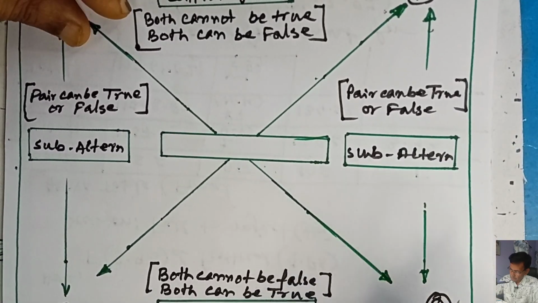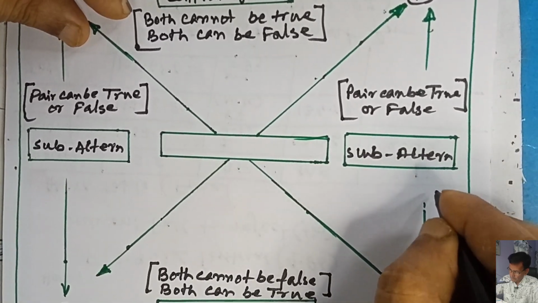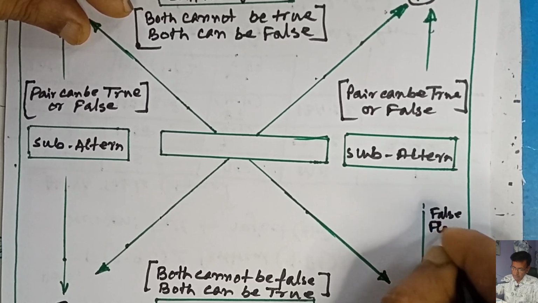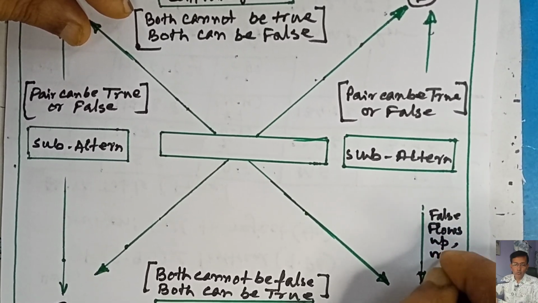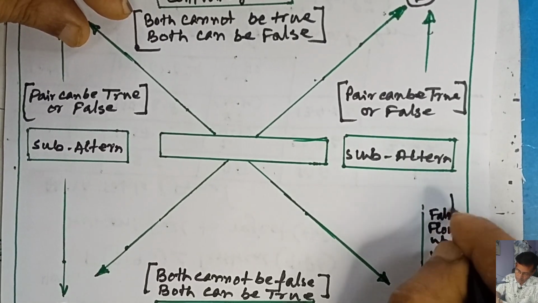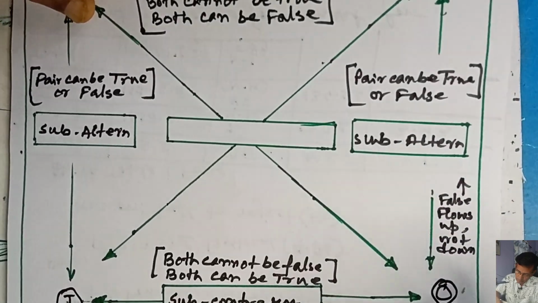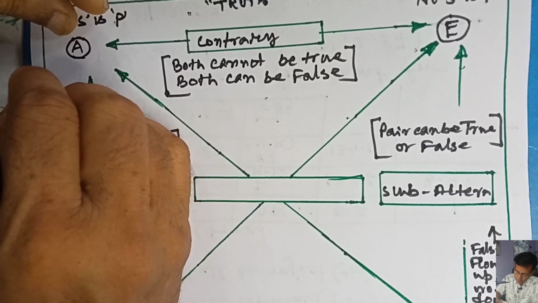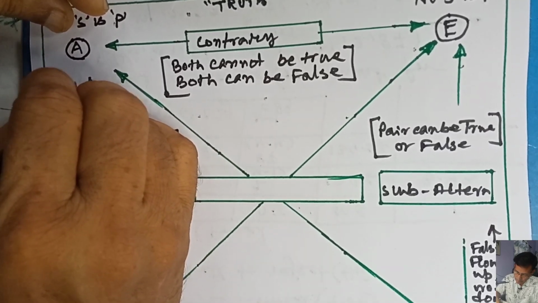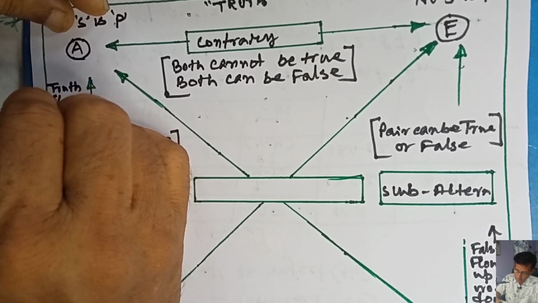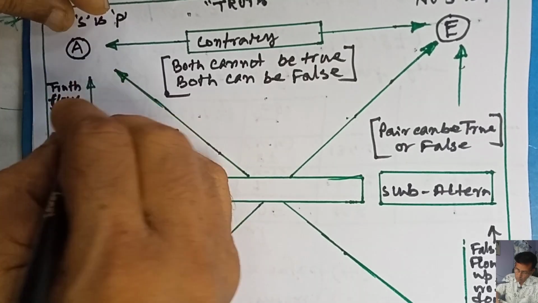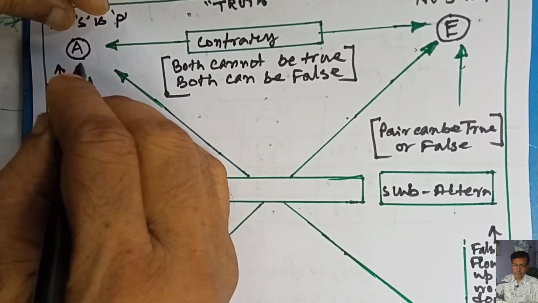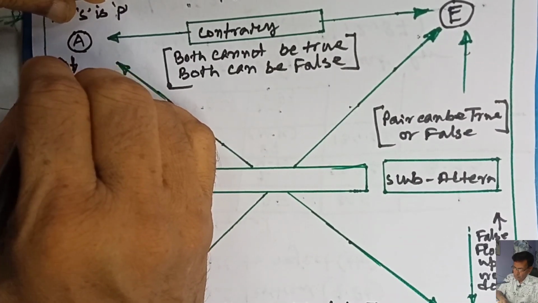Now this false flows up, not down. In the contrary, truth flows down but not up. Truth flows down but not up.